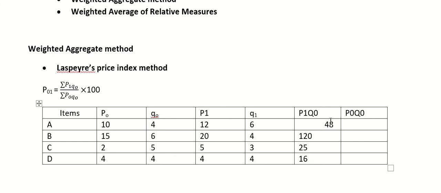Then again we need to calculate P naught Q naught. For P naught Q naught, we'll multiply these two variables, first two, P naught and Q naught. 10 into 4, 40. 15 into 6, 90. 10, and then 4 4s are 16.